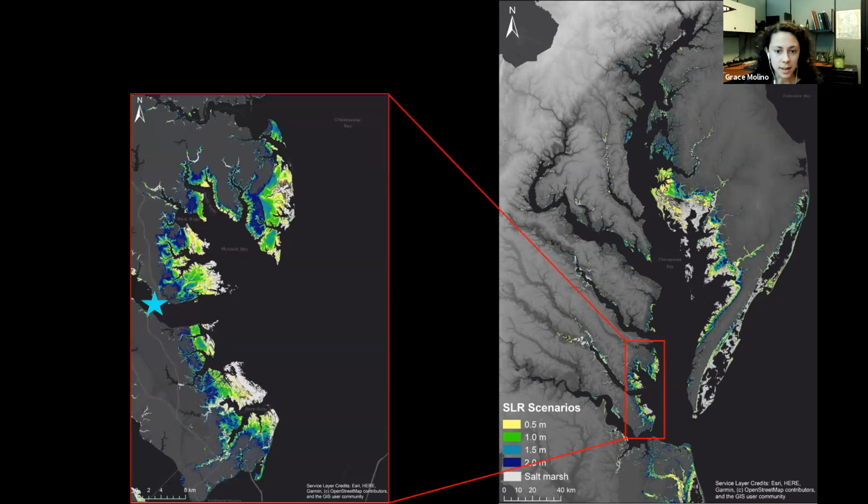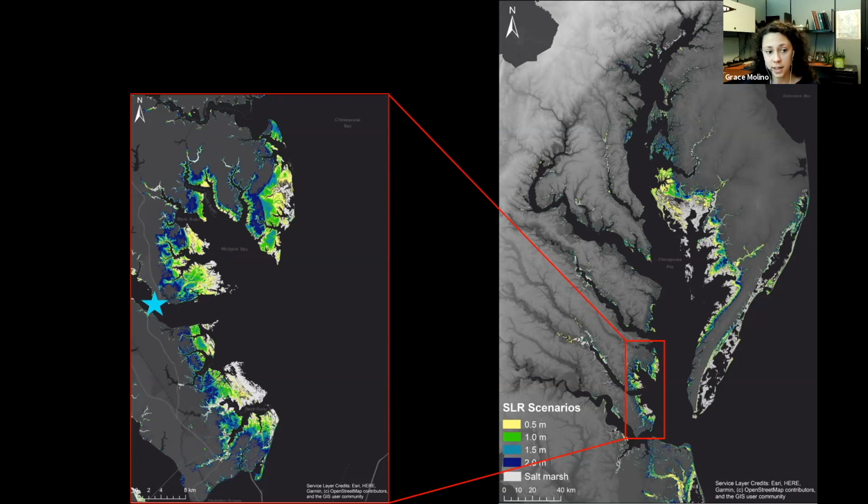Just to zoom in a little bit on one of these areas. So again, the blue star is where VIMS is located, and the light gray areas are what's currently marsh. So that yellow through navy blue is what's predicted to convert under the different sea level rise scenarios. And what's important to note is that you can see some roads on that map, and that's because this area is not uninhabited. The area that's predicted to convert is not entirely uninhabited coastal forests. There are people that live there.